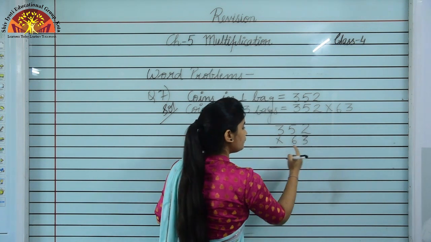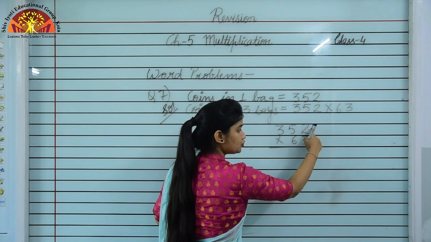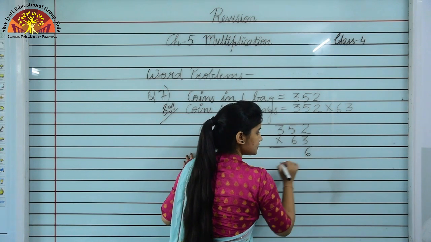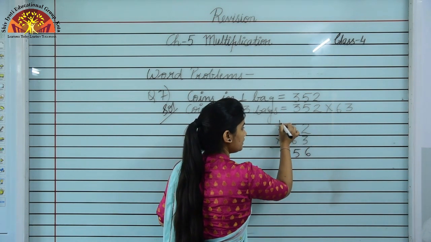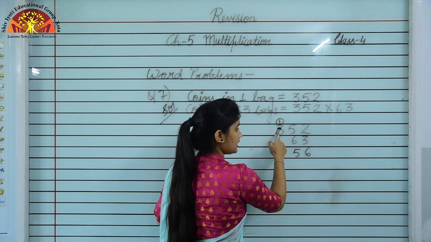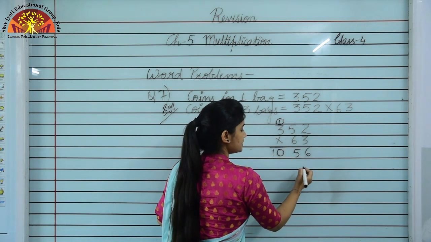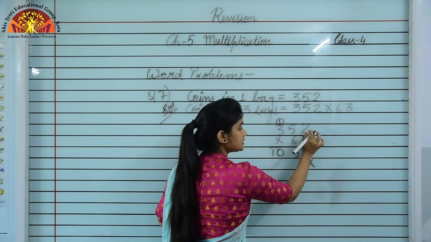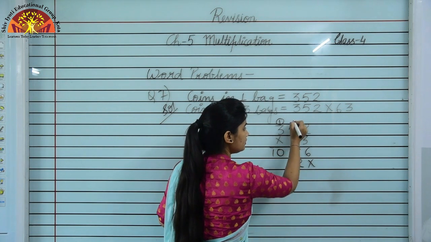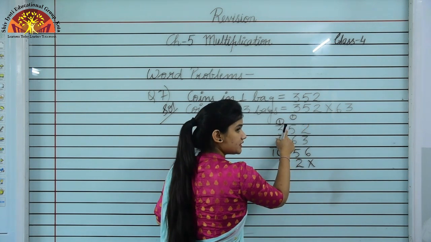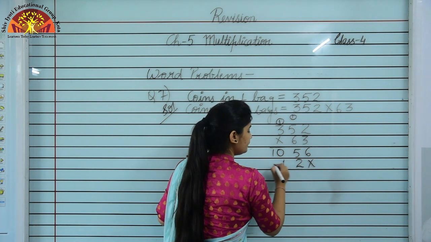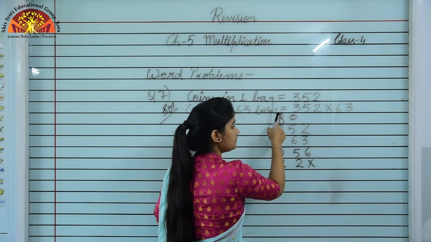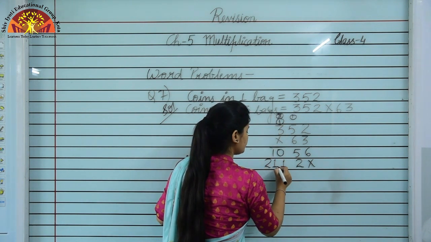So as I have told you, first you will multiply by this digit 3 into 2, then you will do 3 into 5, then you will do 3 into 3. So 3 2s are 6, 3 5s are 15, 5 here, carry over 1, 3 3s are 9 plus 1, 10. Is it clear? Now we'll multiply by this digit, that is 6. 6 2s are 12, 2 will come here, carry over 1. 6 5s are 30, 30 plus 1, 31, 1 will come here and 3 carry over. 6 3s are 18, 18 plus 3 will be 21.